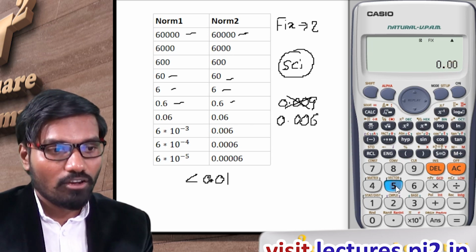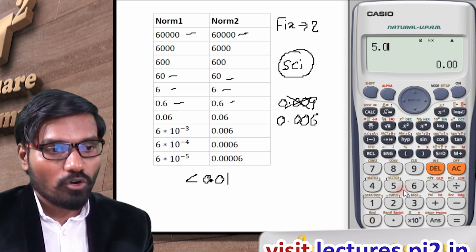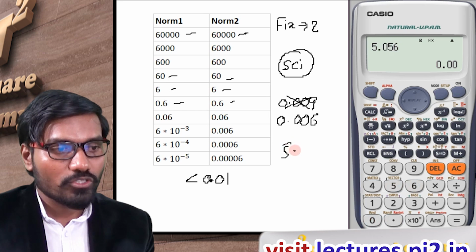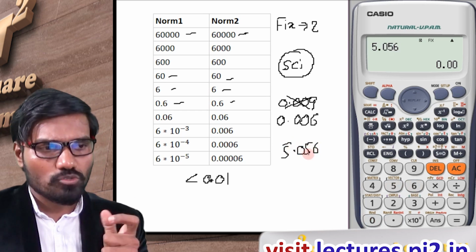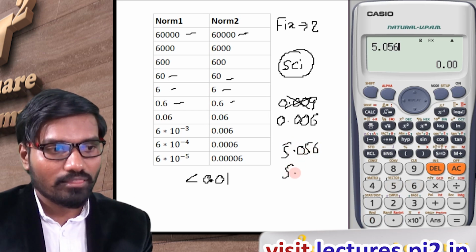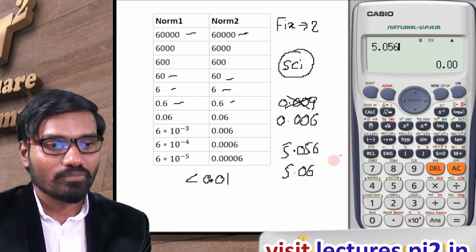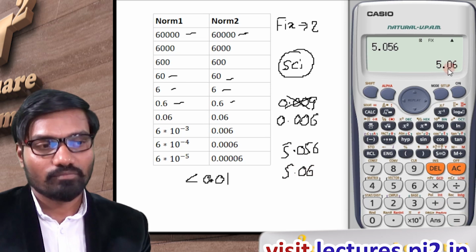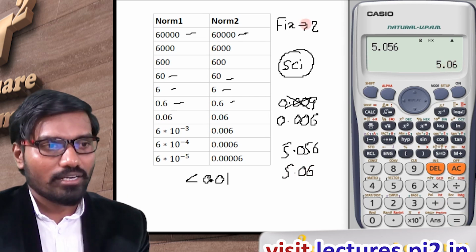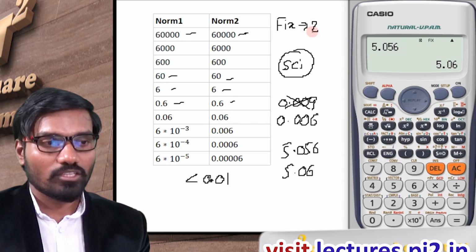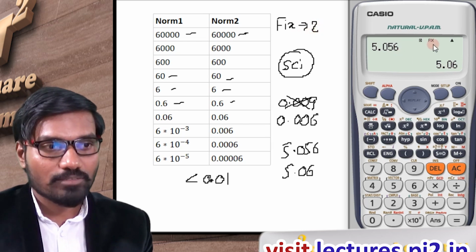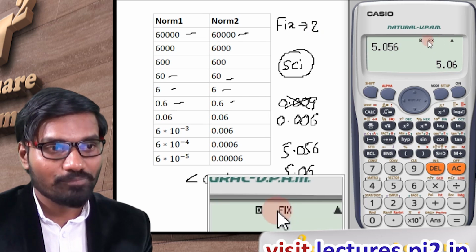Suppose I enter 5.056. If I fix to 2 decimal points, the answer should be 5.06. Let me just hit equal. We got 5.06. So you can fix the number of decimal points, rounding up, rounding down, at that point. That's what fix does.